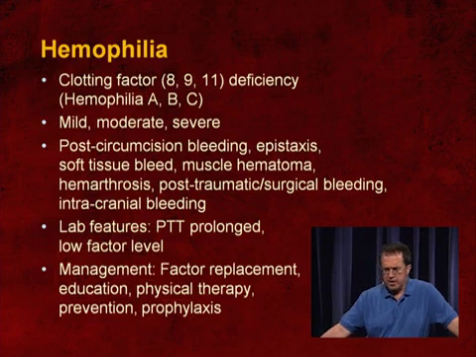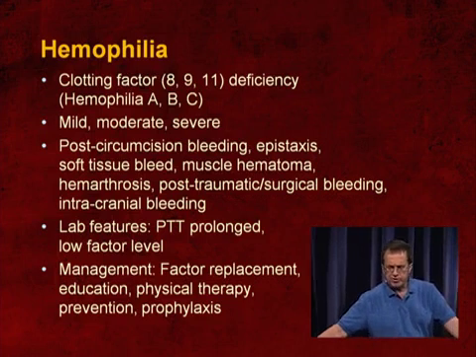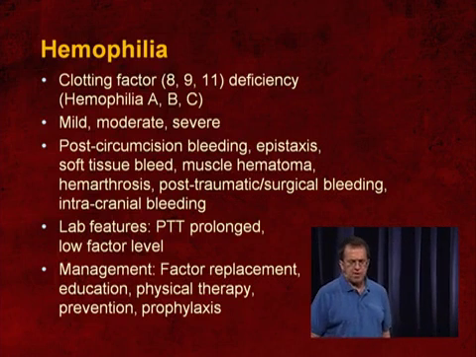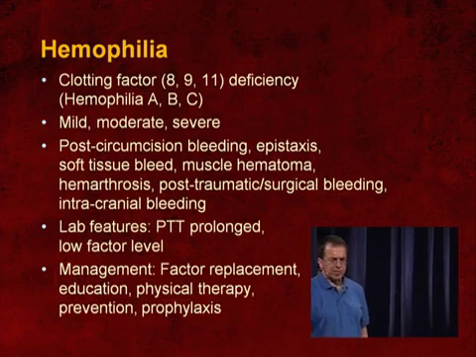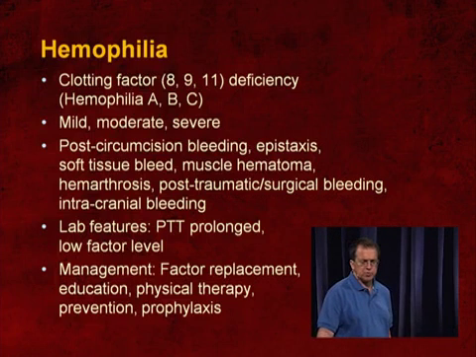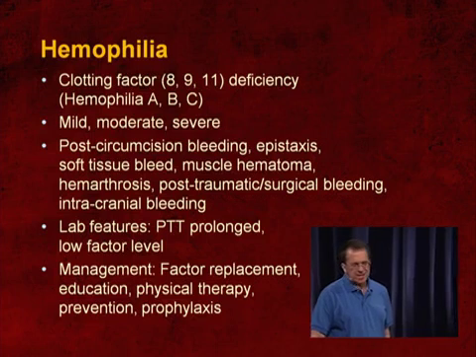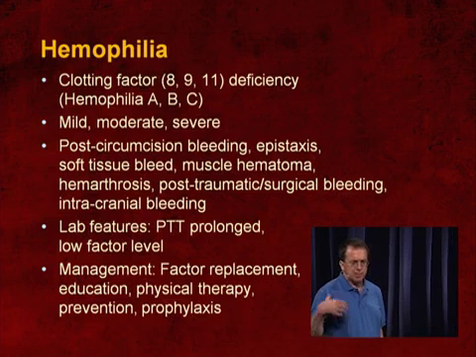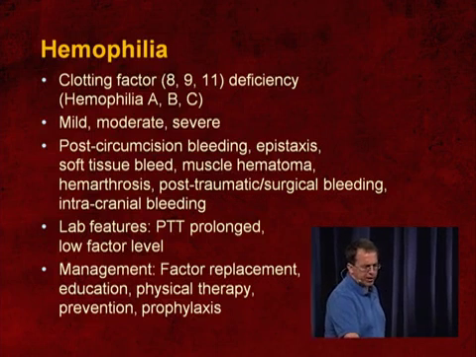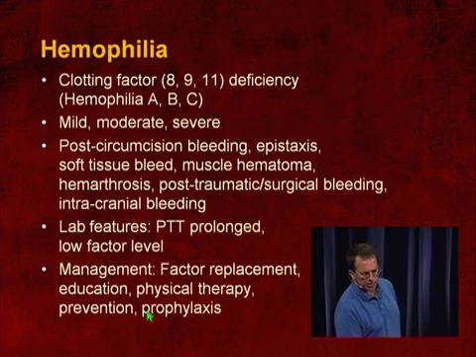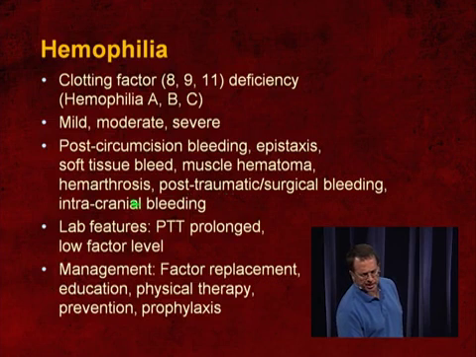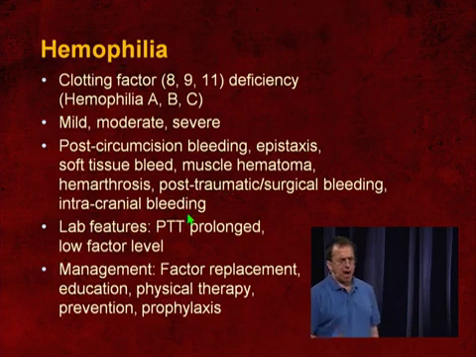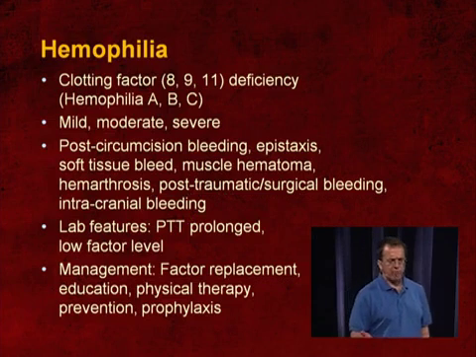So hemophilia can be a deficiency in 8, 9, or 11. Those are called hemophilia A, B, and C. Hemophilia can be mild, moderate, or severe, and that all is driven by the amount of factor you have. Classic presentation of hemophilia is post-circumcision bleeding. Epistaxis, soft tissue bleeds, muscle hematomas, joint bleeds, post-traumatic and surgical bleeding, and intracranial bleeding. Lab features, PTT prolonged, low factor levels.